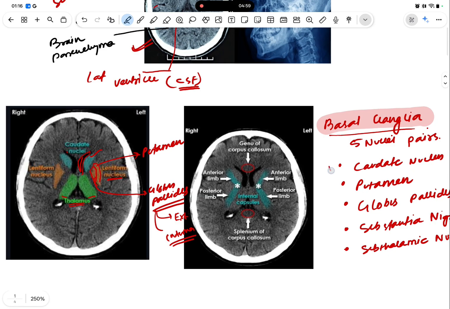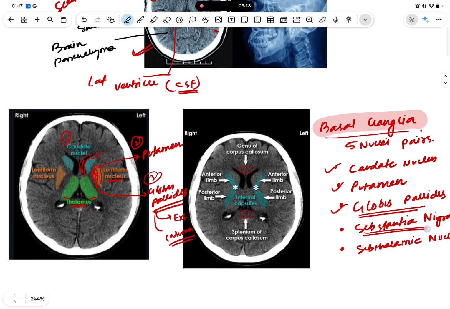So basal ganglia contains 5 nuclear pairs. One is the caudate nucleus. Then putamen, which I have mentioned. Then globus pallidus, this internal part. And substantia nigra is another important nucleus, and the subthalamic nucleus is also included in basal ganglia.